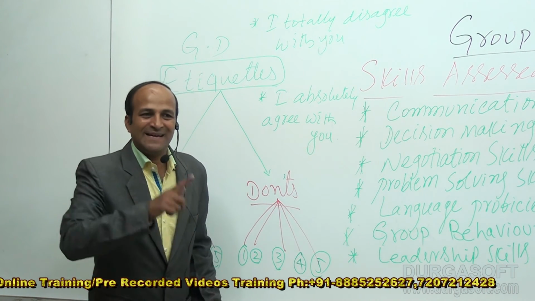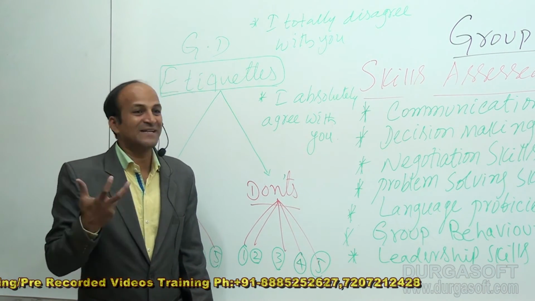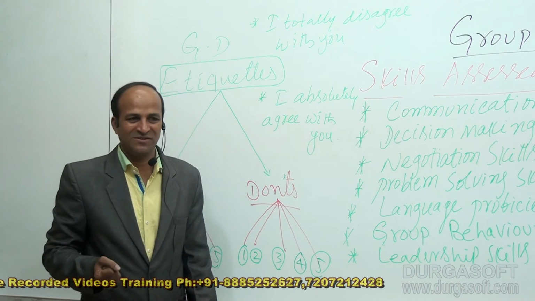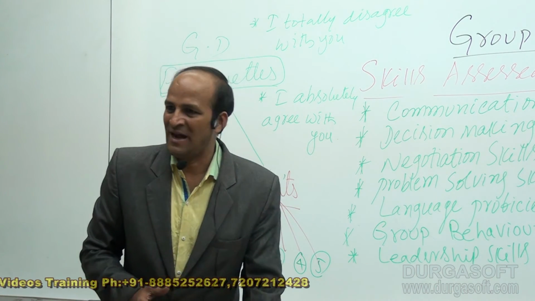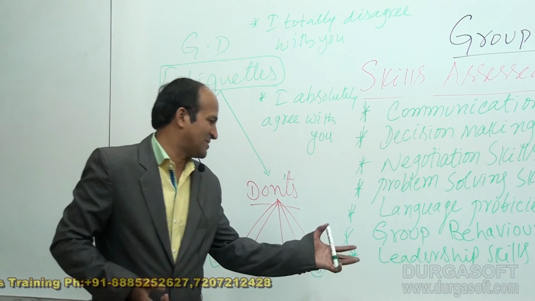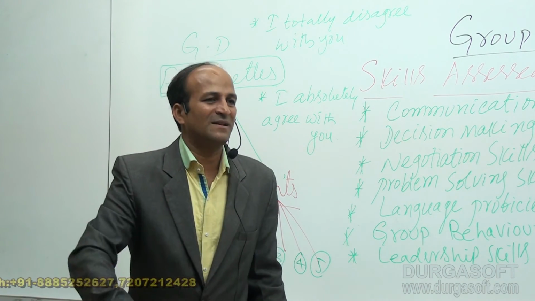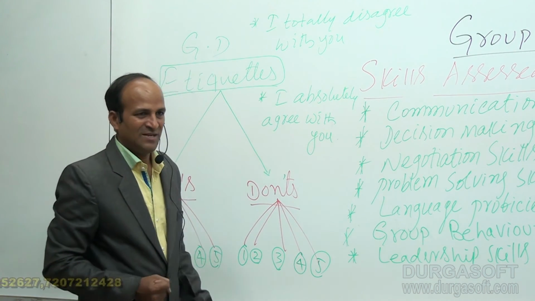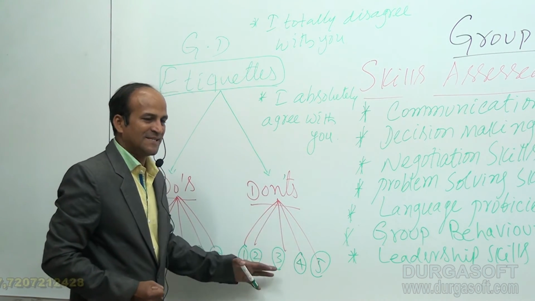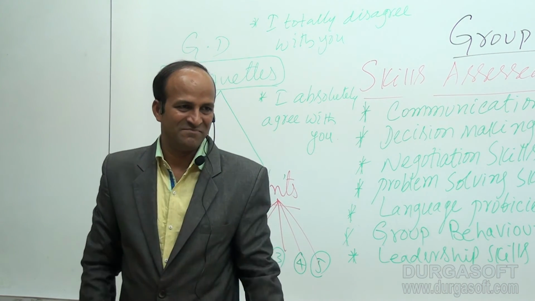Don't repeat any word or sentence again and again. You can give different statistics, different ideas, different information. But when it comes to repeating the same, it shows the GD panel that you don't have good information. And one more thing: never look at the time.